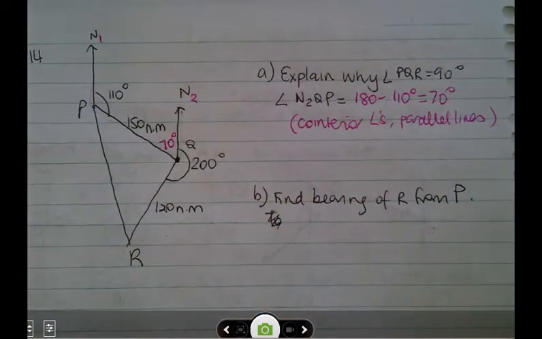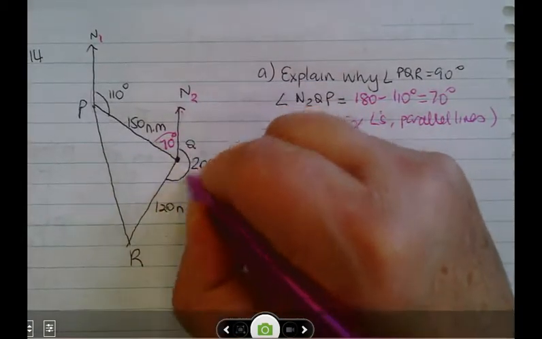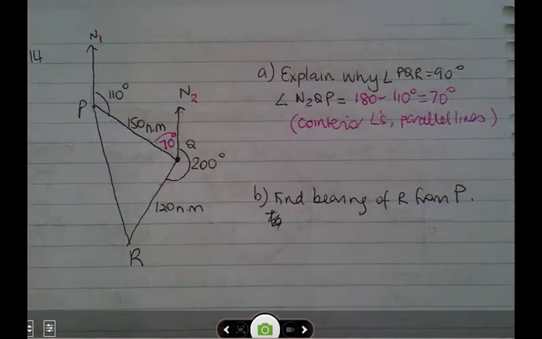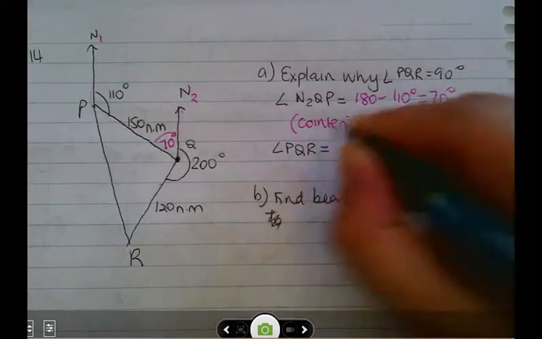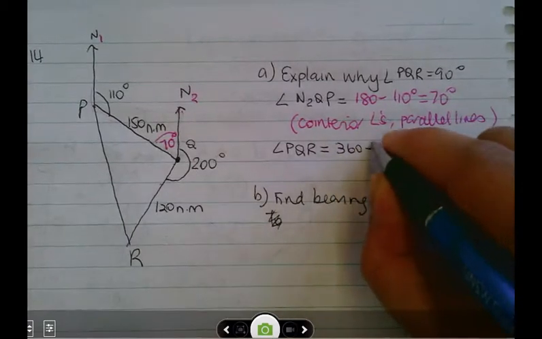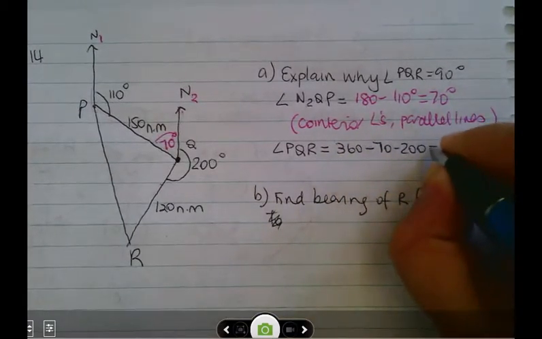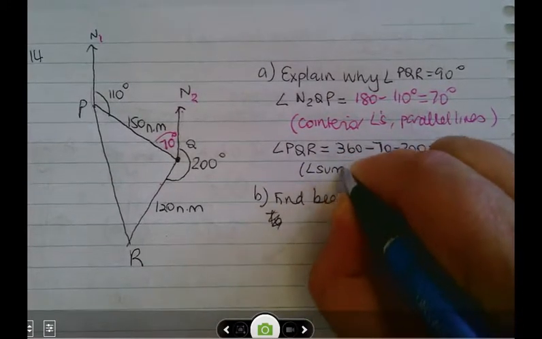What would you use next? Look, there are a few different ways you can do it. I'm showing you one way. We can do another way in a minute. What else have you got? Well, if that's 70 and that's 200, what could you use? Angle sum at a point. Angle PQR is 360 minus 70 minus 200, which is 90 degrees. Reason? Angle sum at a point.